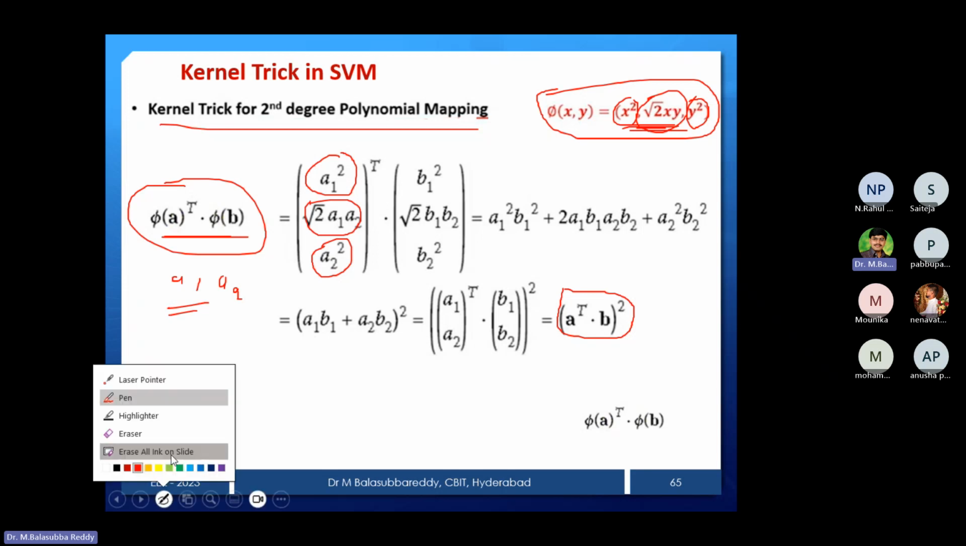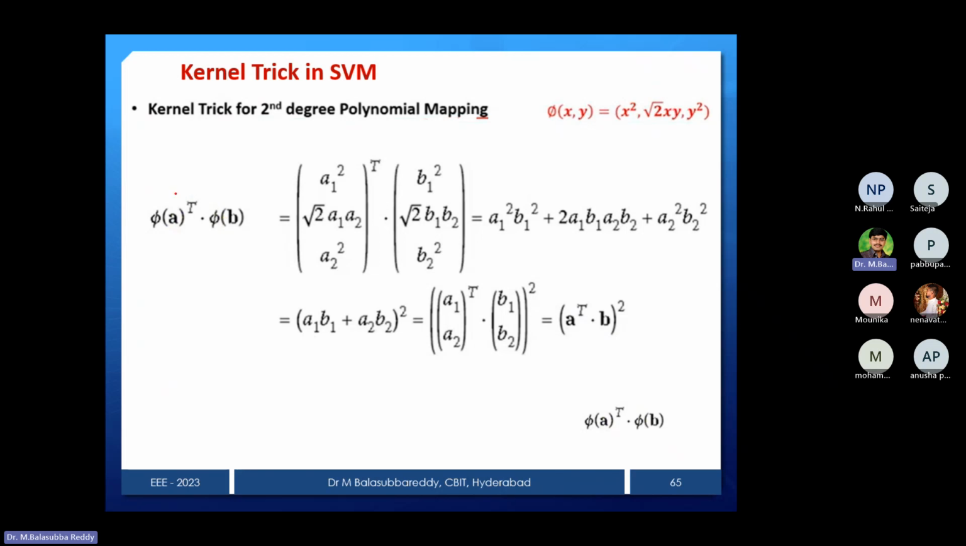In that case, you can get this point: phi of A transpose into phi of B. So phi of B is B1 square, and the same thing, but instead of A it becomes B for the other point: B1 square, root 2 into B1 B2, and then B2 square. Now these two we have to do as an arithmetic mapping. If I do the arithmetic mapping, we get this expression.